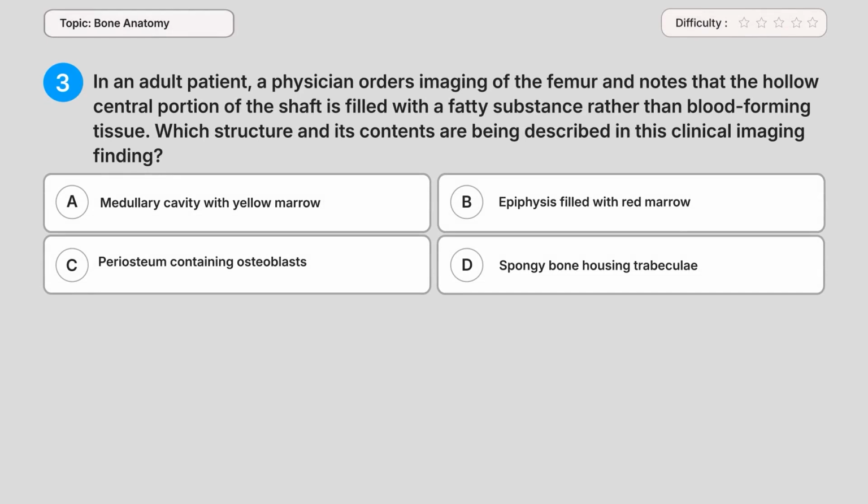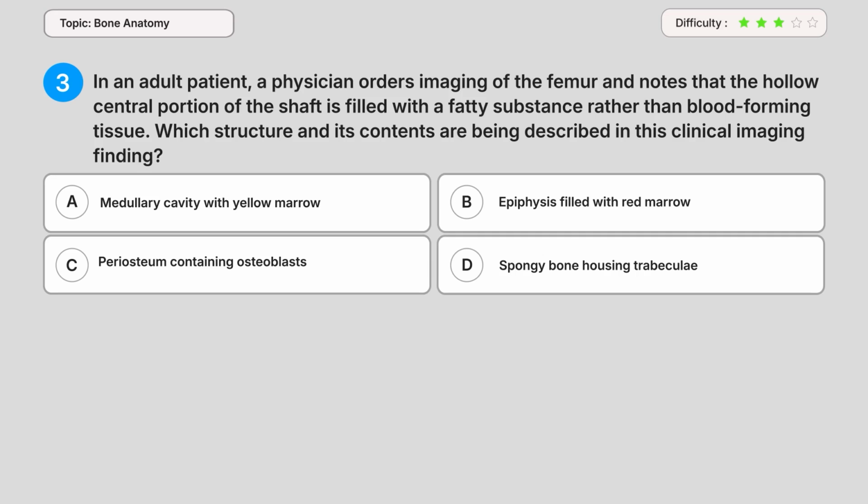3. In an adult patient, a physician orders imaging of the femur and notes that the hollow central portion of the shaft is filled with a fatty substance rather than blood-forming tissue. Which structure and its contents are being described in this clinical imaging finding?